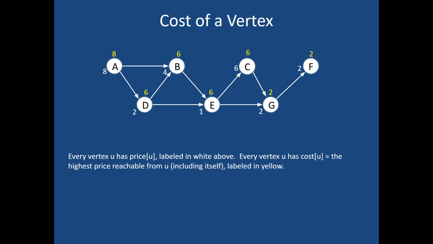So for every vertex, for a sink, the price is the same as the cost. For every other vertex, you look at the cost of the neighbors and the price of yourself and take the largest. And if you work backwards, you can just fill in the table without having to do any recursion. So that's the DAG algorithm for the cost of a vertex. Any other questions I could answer here?